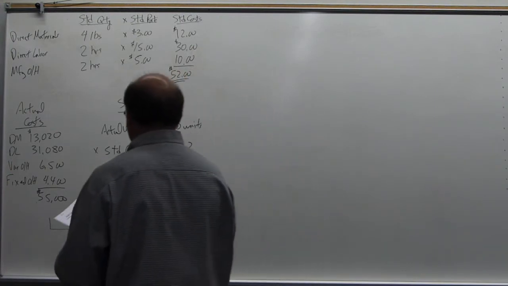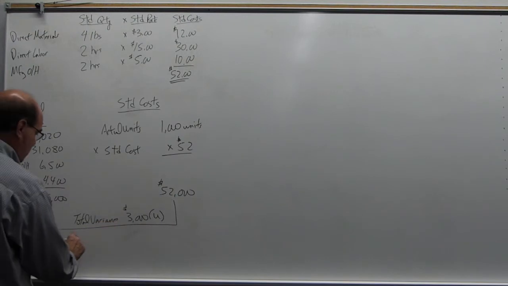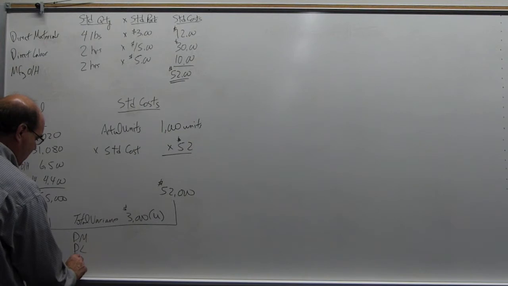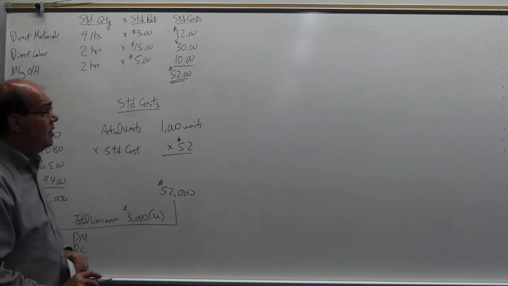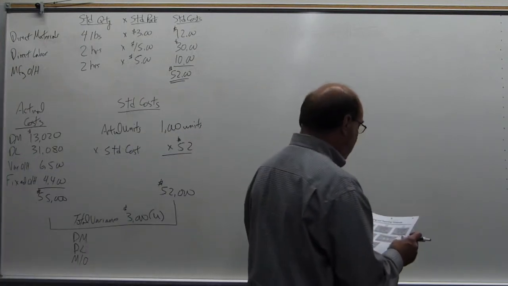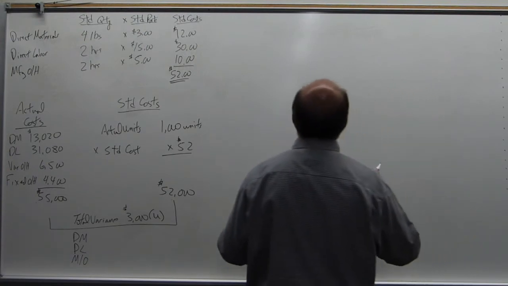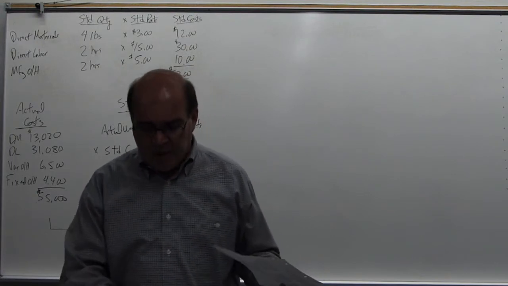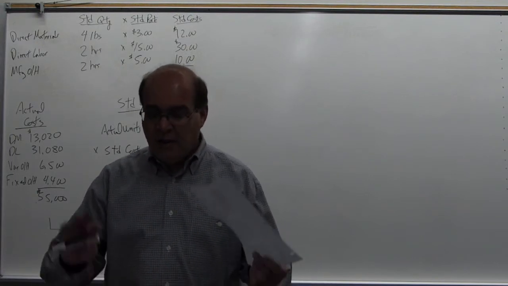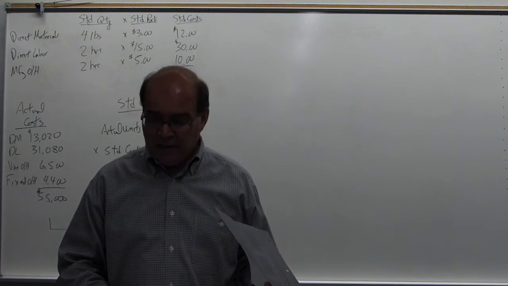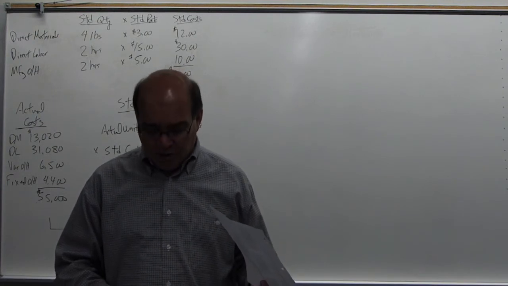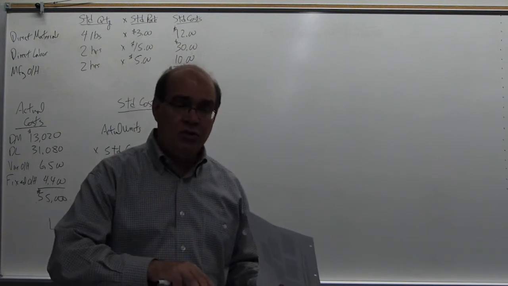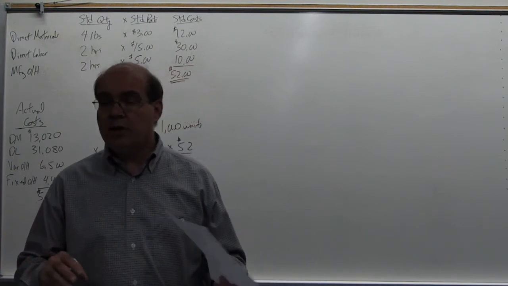The first thing we want to do is find out how much of this variance was caused by direct materials, how much by direct labor, and how much by manufacturing overhead. So we're going to start with direct materials, using the information they give us on the bottom of page 1166. They tell us how much we used, because we have to know how much we really used versus what our standards were.